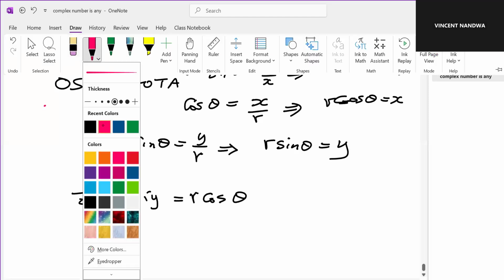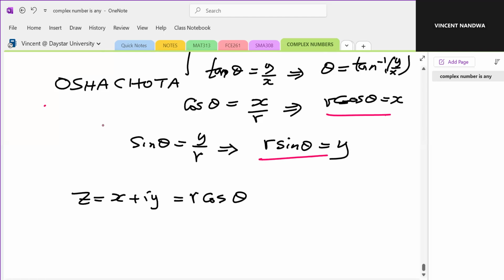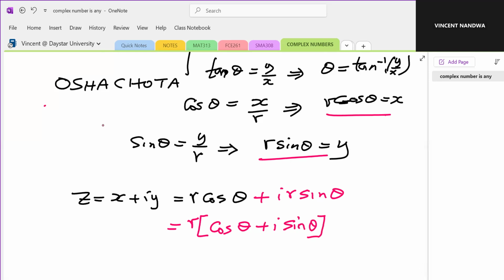From what you've obtained here is the value of x, and then y is the same as r sine theta. So when you rearrange this one, we have z = r(cos theta + i sine theta). So this is how z will be. This is what we call the polar form.